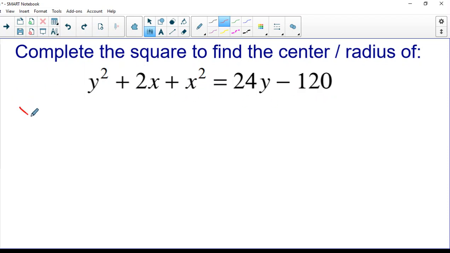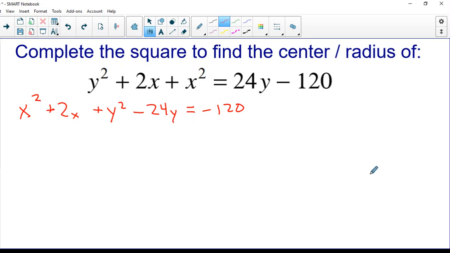I'm going to start by putting x squared first. My other x term is plus 2x. And then next up with the y's, so plus y squared. You might notice that this 24y is on the wrong side of the equation. So what I want to do is subtract this over, minus 24y, just so I can keep all of my y's together. And then last, I'll bring down the minus 120. All right, so now I've cleaned this up. I've organized it. It'll be a little bit easier to work with.